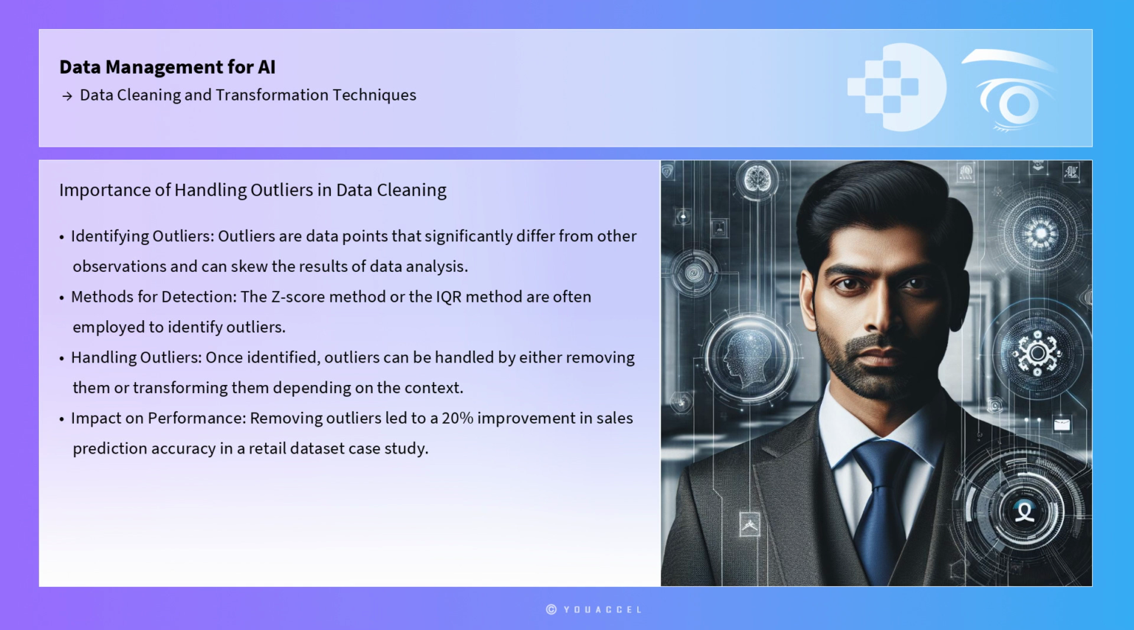Another essential aspect of data cleaning is dealing with outliers, which can skew the results of data analysis and model training. Outliers are data points that significantly differ from other observations and can arise due to various reasons, including erroneous data entry or measurement errors. The z-score method or the IQR method are often employed to identify outliers. Once identified, outliers can be handled by either removing them or transforming them, depending on the context and the extent to which they affect the analysis.